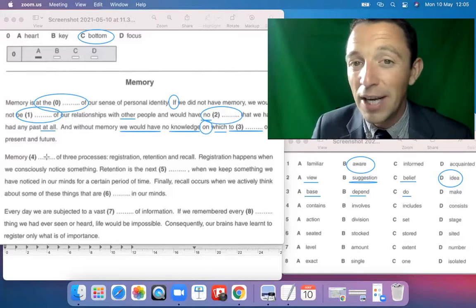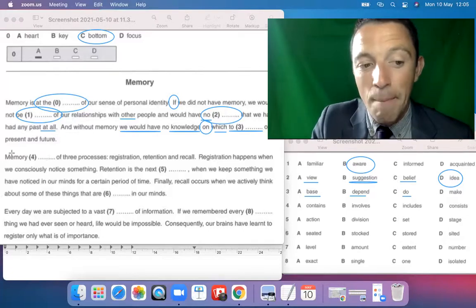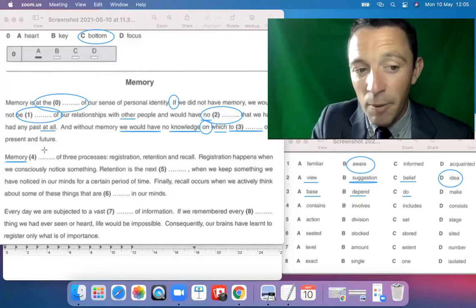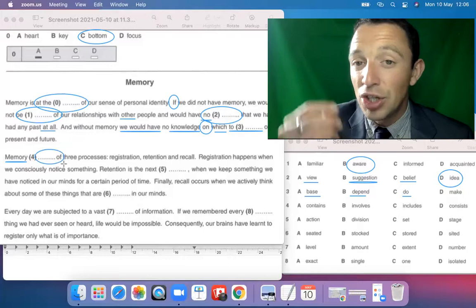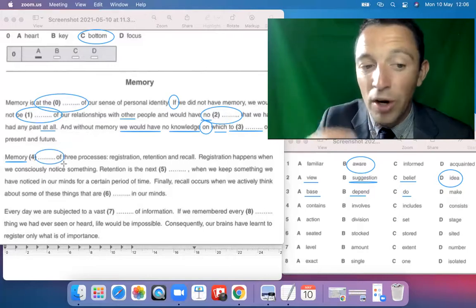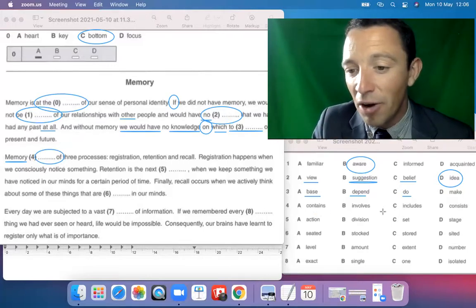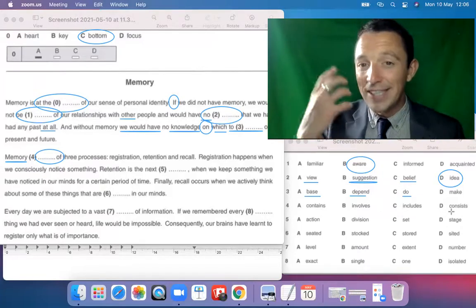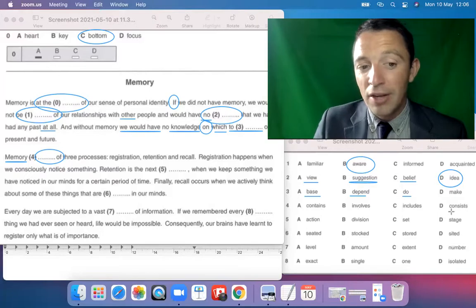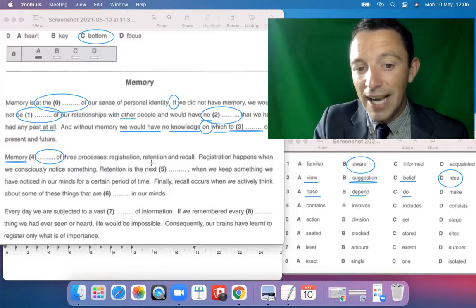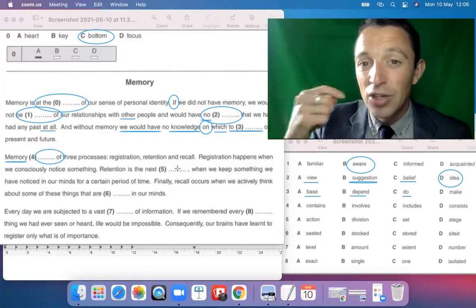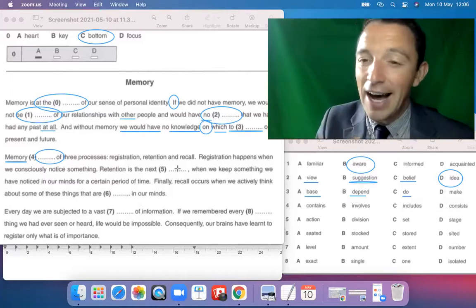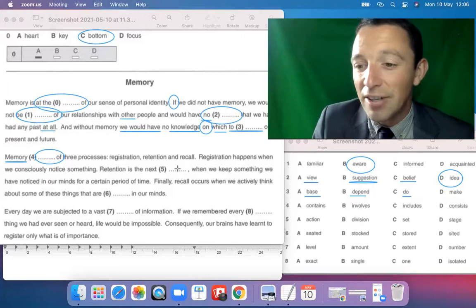And if we continue to the next paragraph, we say memory. So this is the subject of the sentence, something of, and again, the preposition of is the key here. So what word contains of, involves of, includes of, consists of? Your decision. You need to select the correct option for you. 3 processes: registration, retention, and recall. It is necessary to read the full sentence to understand perfectly the context. And now you can try to select the correct answer.